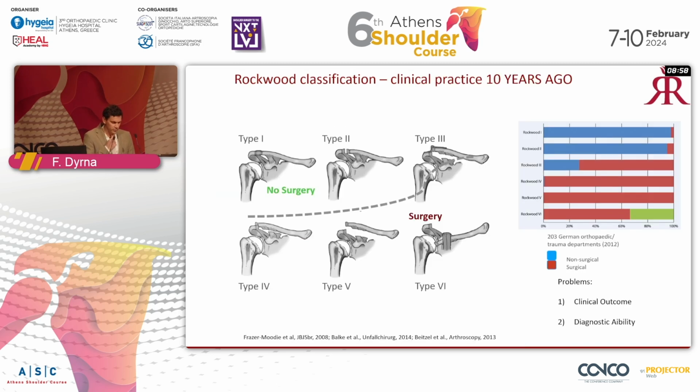So when we talk about the Rockwood classification, this is a picture from almost 10 years ago in the German Society, where they asked 220 surgeons in regards to what they would do for a specific Rockwood classification. And it was pretty obvious that for type 1 and 2, everybody would consider non-operative treatment, and 4, 5, and 6 were predominantly operative treatment, but there was always the lack of evidence for type 3. The majority of the surgeons actually did opt for surgical treatment, however.